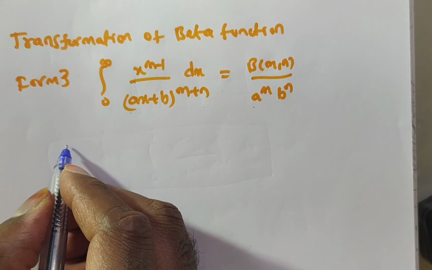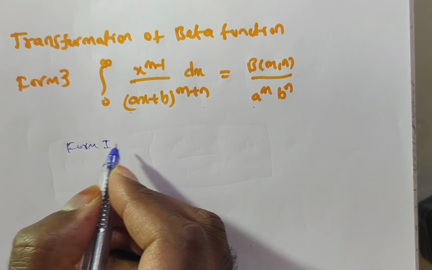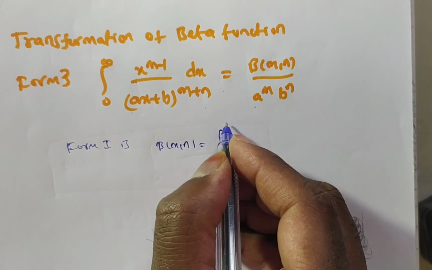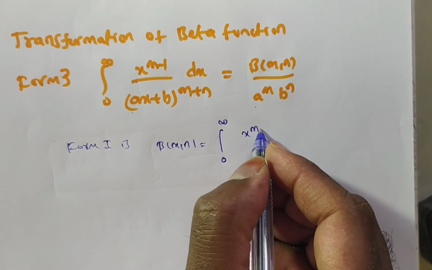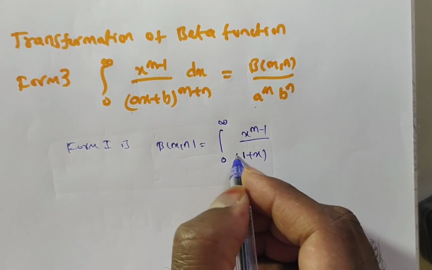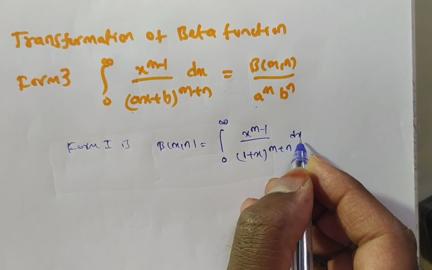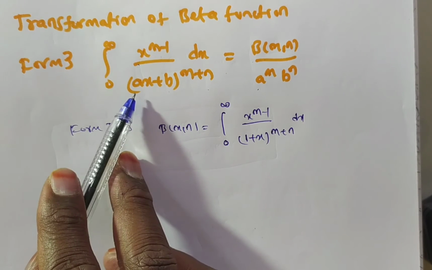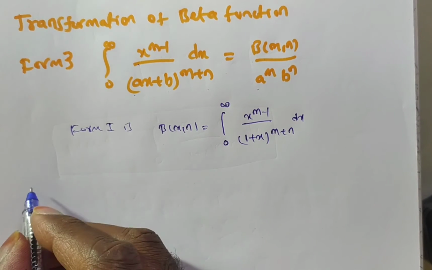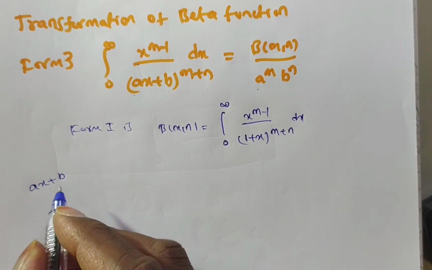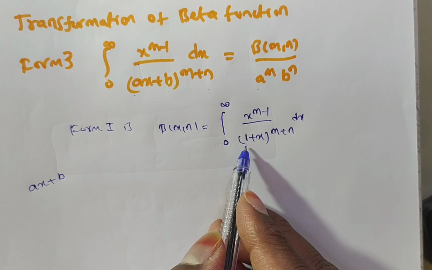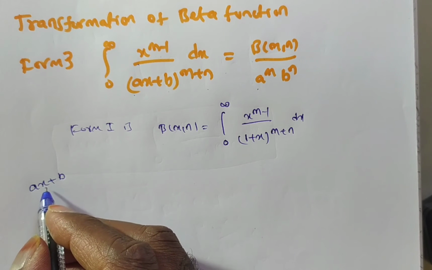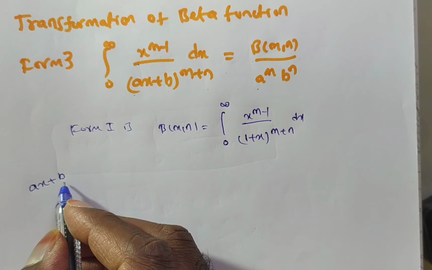Consider form 1. We have form 1: beta of m comma n is equal to integral 0 to infinity x to the power of m minus 1 by (1 plus x) to the power of m plus n dx. Now compare both sides. Actually in the denominator you have ax plus b. Now you have to convert it to the 1 plus x form. How can we convert this one? Actually here the coefficient of x should be 1. Here also the constant should be 1.